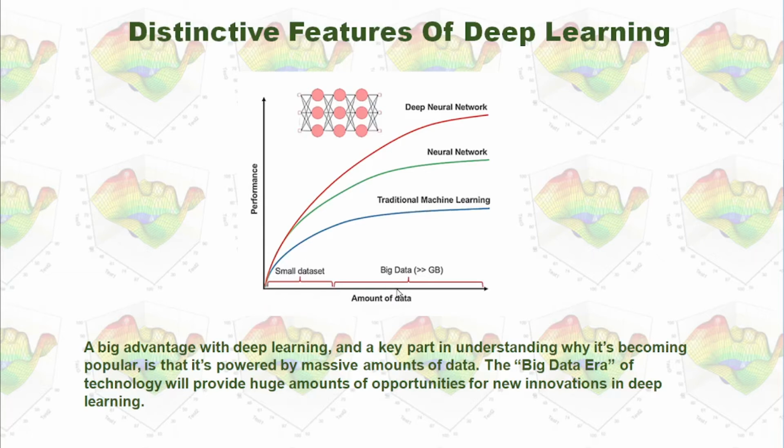But when you have a large amount of data, you can see deep neural network or deep learning performs much better than neural network, and neural network performs much better than traditional machine learning. As you know, nowadays the amount of data keeps increasing tremendously, so that's why deep learning has become very popular.